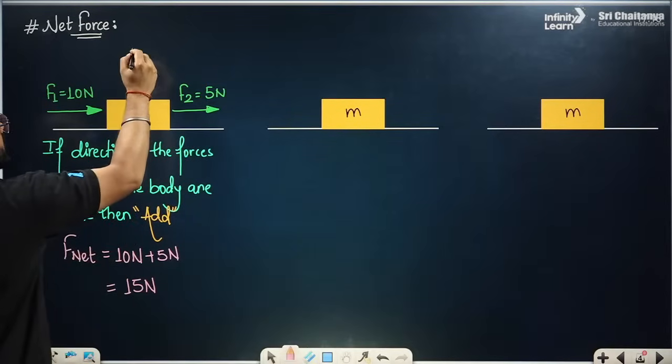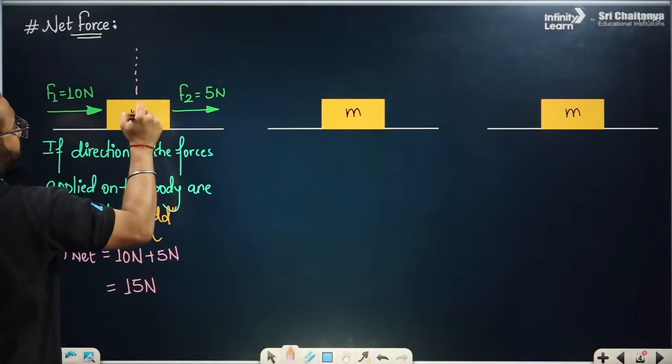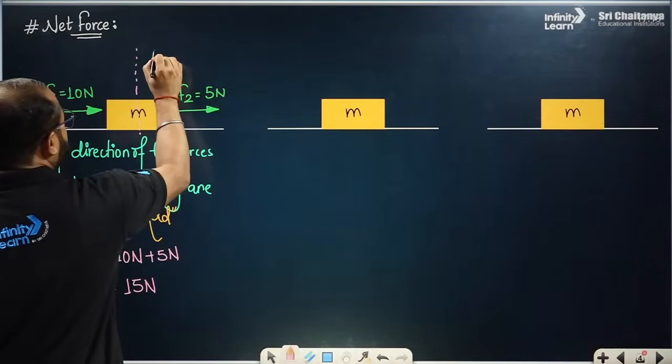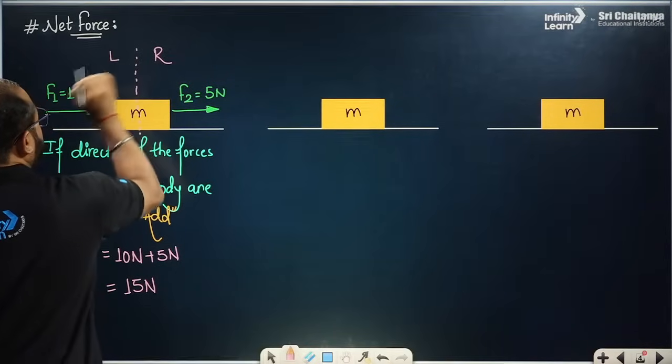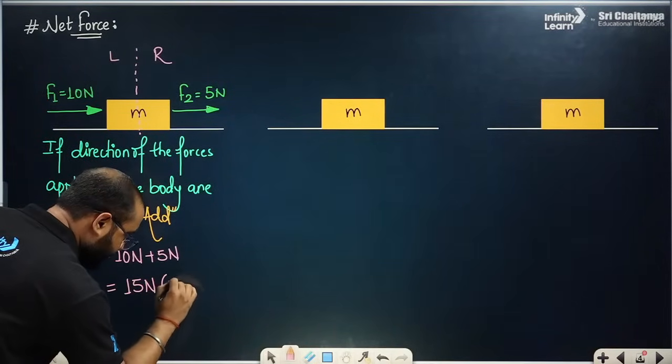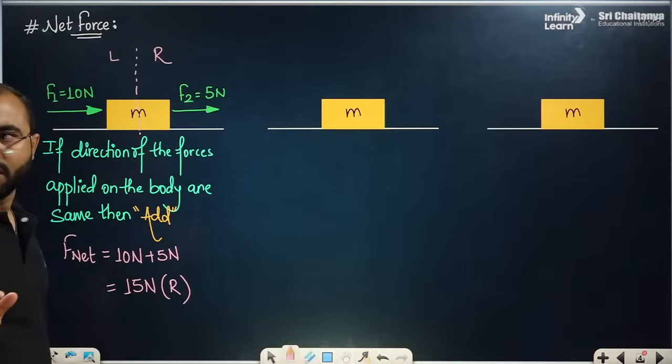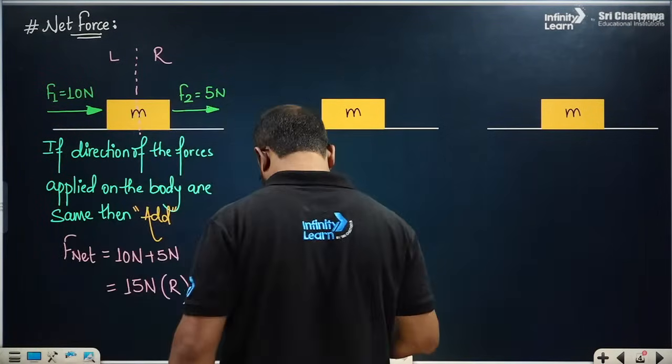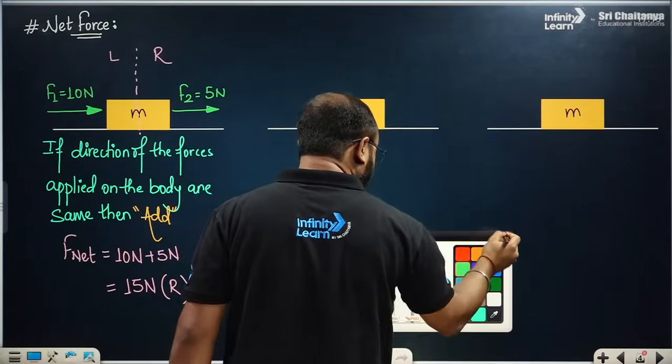So let us consider, according to our hands, one side is going to be the right direction and the other the left direction. So the body will move towards the right direction, everyone. Simple and sweet. Okay, this is what it is. Fine. Let us move to the next figure, everyone.